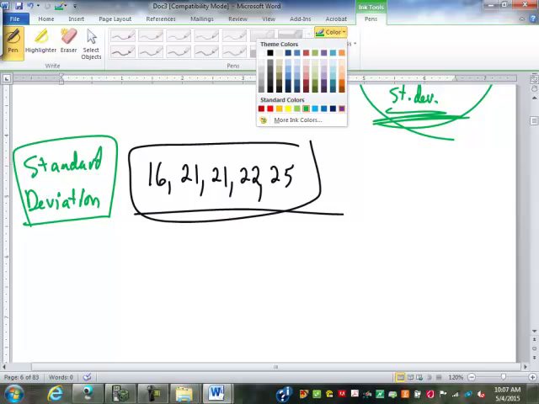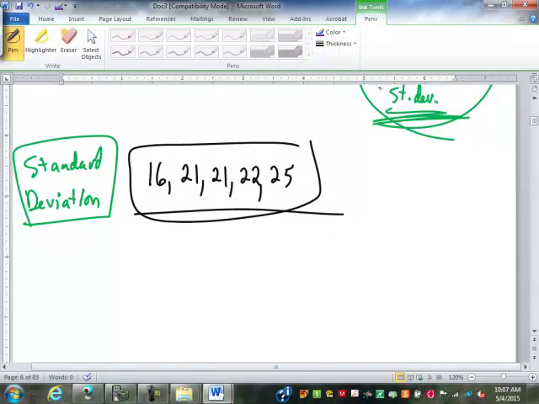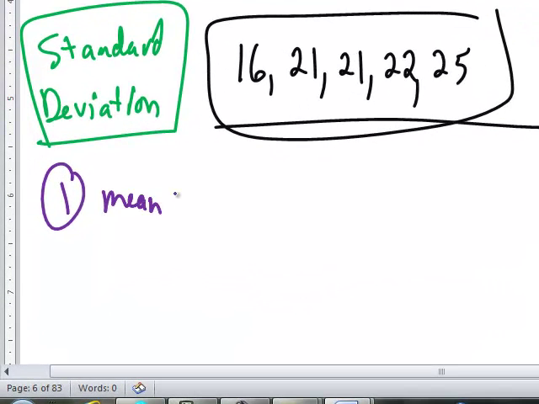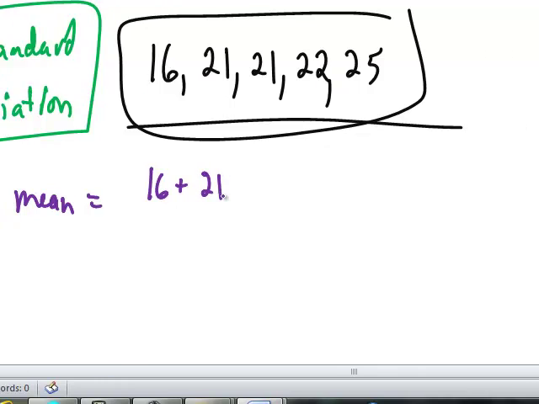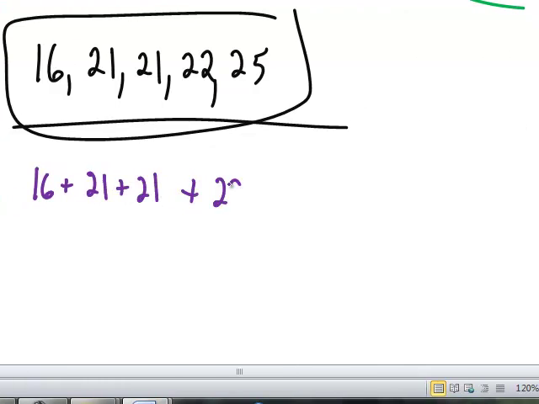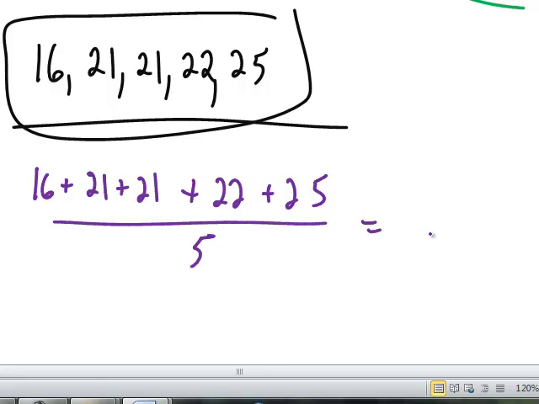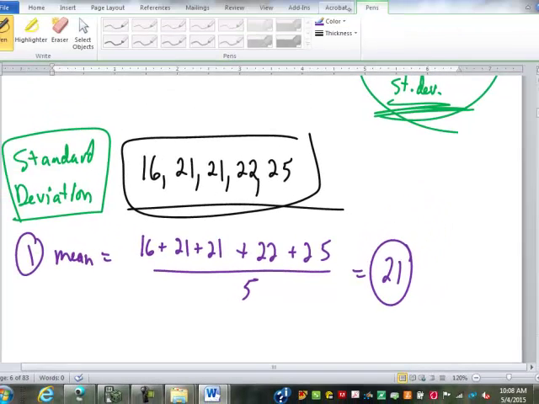Where do I start? Step 1 is what? Find the mean. So 16 plus 21 plus 21 plus 22 plus 25, divided by 5, we get a mean of 21. Yep, divided by 5, then it'd be 21. So we've got a mean of 21. What's next?